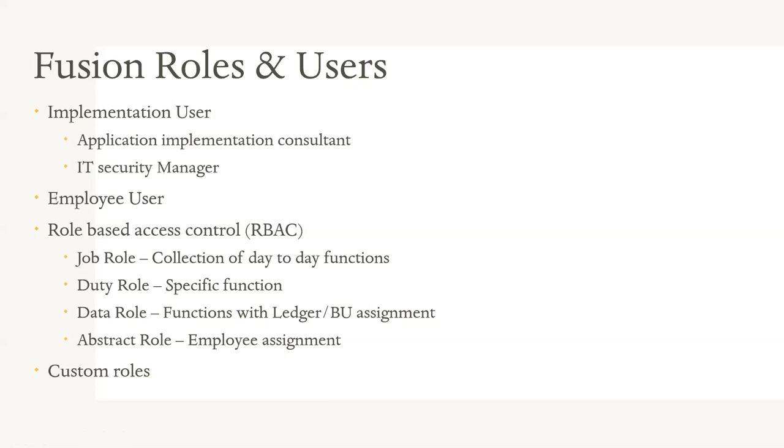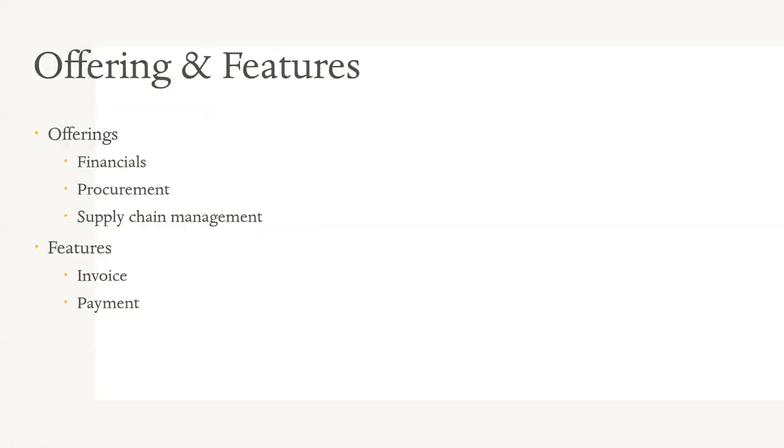So this is what we call the implementation user and the employee user. If we are an implementation user, we will not be able to do any sort of transaction. We will have access only to the FSM area, that is, to do the setup and the configuration for the user. The employee user will be the one who will do any sort of transaction. So this is all about the Fusion roles and responsibilities and how it is different from R12.